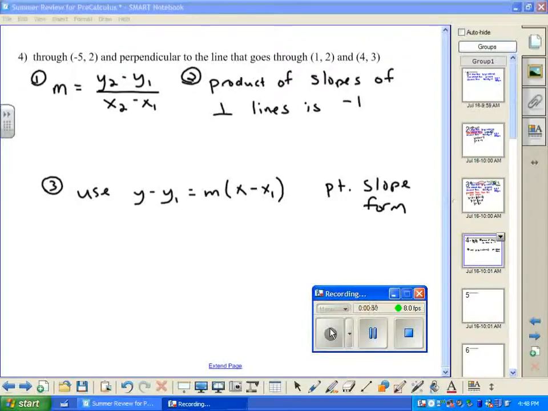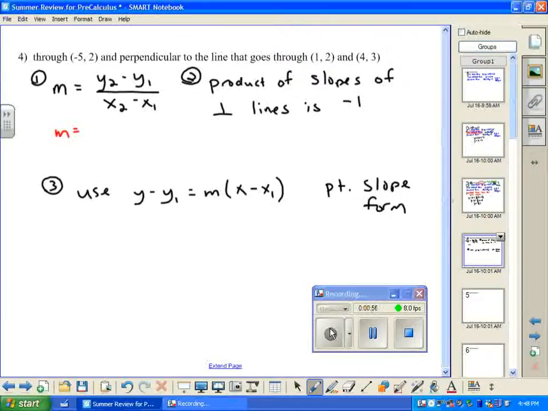So let's start by finding the slope. And what we'll do to find the slope is we will do change in y over change in x. So we will do 3 minus 2 over 4 minus 1, and that ends up being 1/3. So the slope of our given line is 1/3.